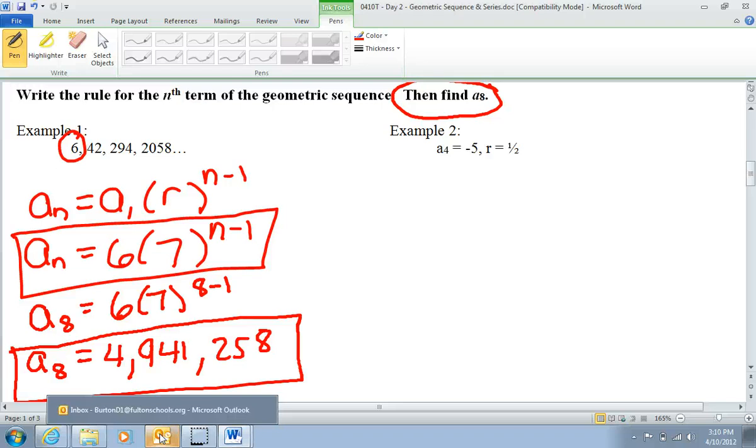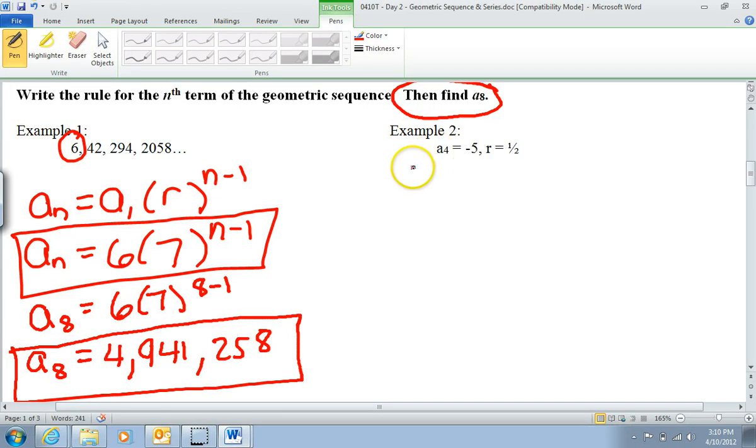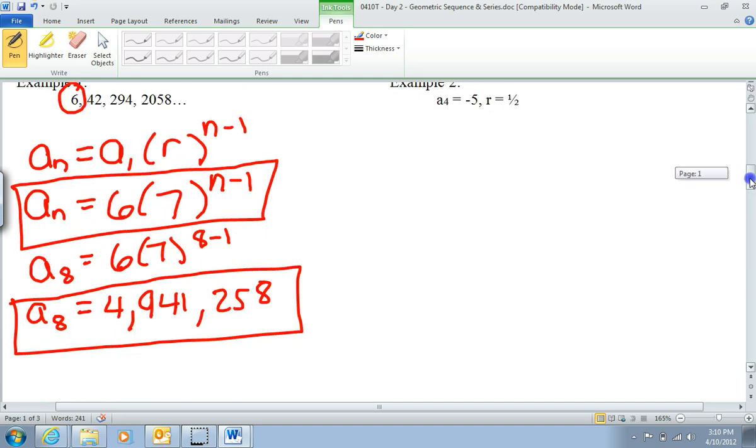Okay. Each one of these examples is a little bit different. Put them all together and you'll understand everything from yesterday. So let's go ahead and do example 2 now. Example 2.